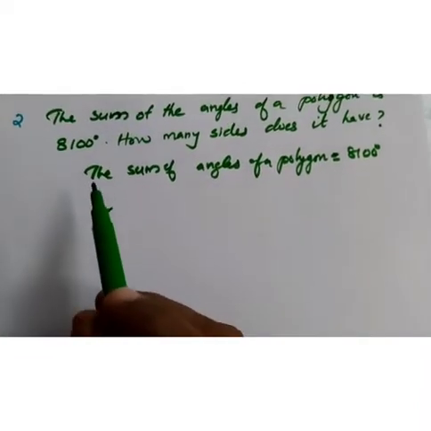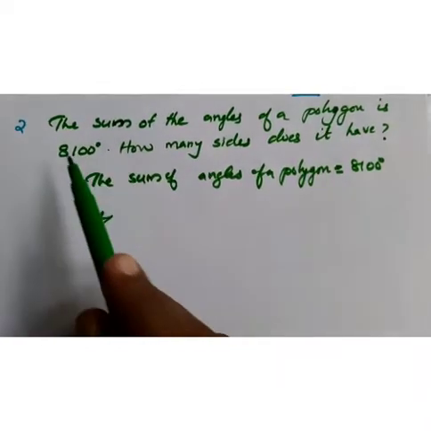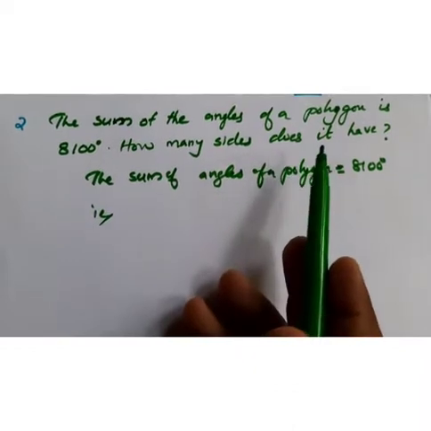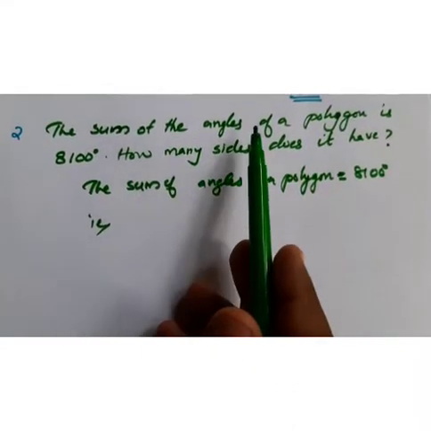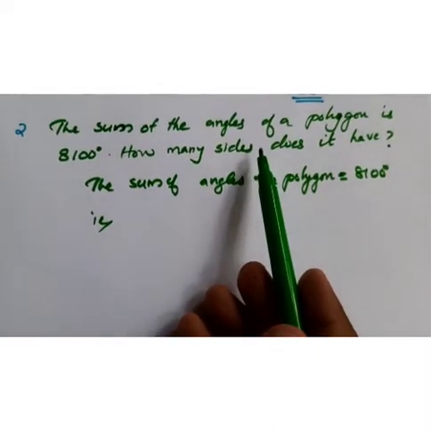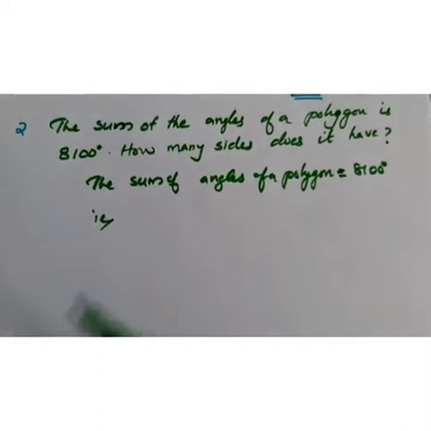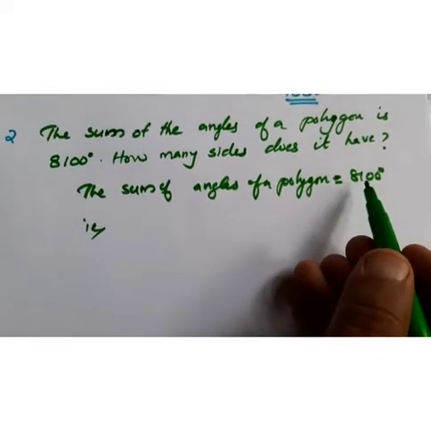Second question. The sum of the angles of a polygon is 8100. How many sides does it have? Here the sum of angles is given. We have to find out the sides. In the previous one, the side was given and you had to find out the sum of angles. It is the reverse. Here the sum of angles of a polygon is 8100.